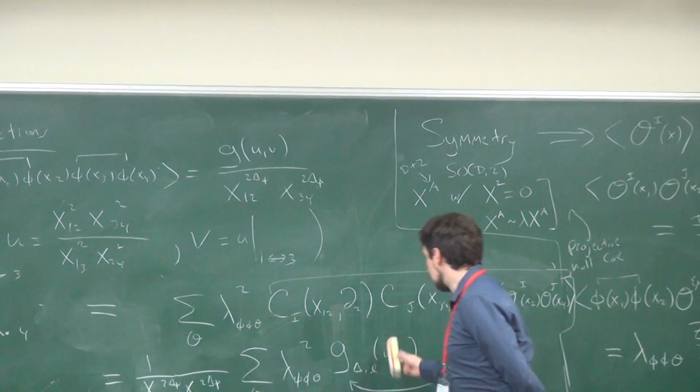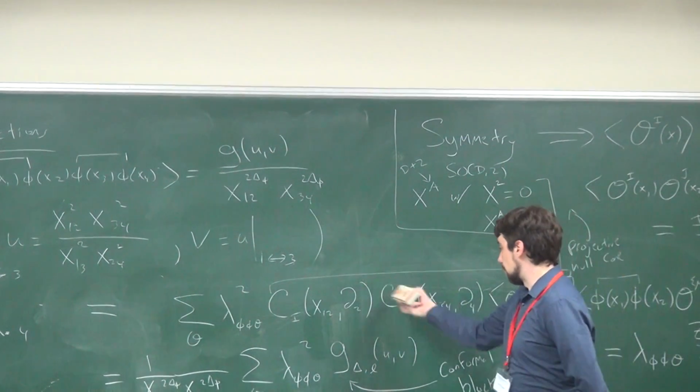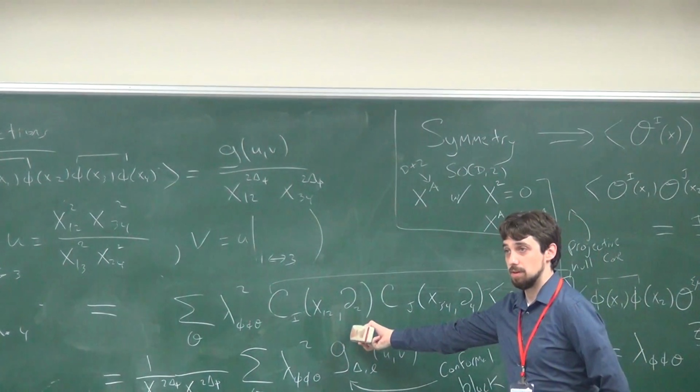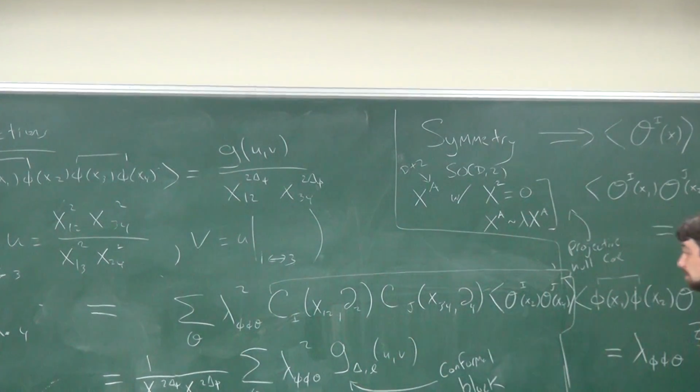And it contains the information about the spectrum of primary operators. It contains dependence on delta and spin.